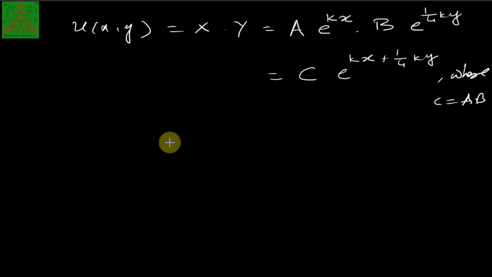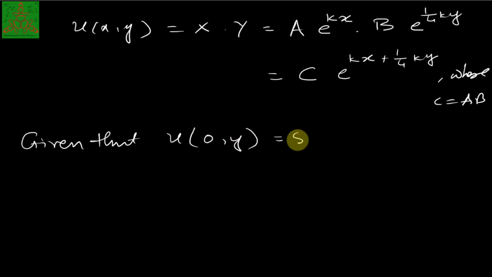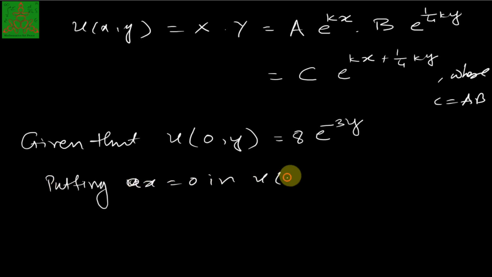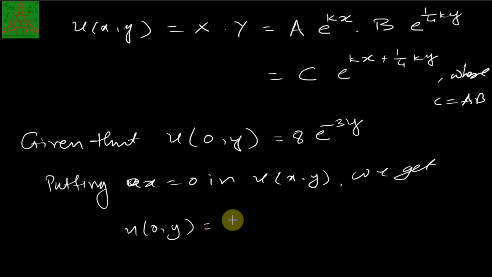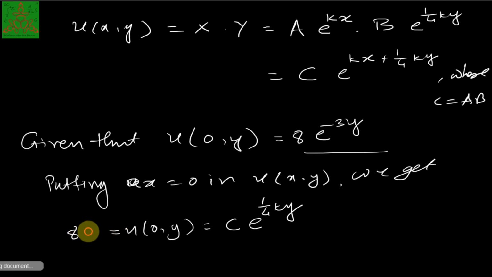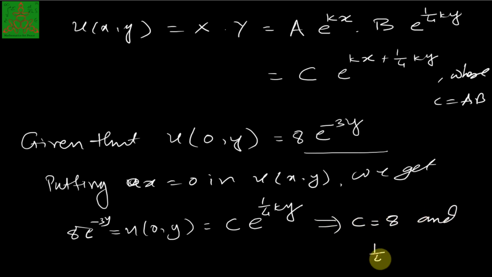Now the boundary condition as we have given: u of 0y is equal to 8 into e^(-3y). So if I substitute x is equal to 0 into this expression, putting x equal to 0 in u of xy, we get u of 0y equal to c times e^(1/4 ky), and u of 0y we have given it is 8 e^(-3y). So if I compare this one, we'll get c is equal to 8 and 1/4 k is equal to minus 3. So that's why the value of c is 8 and the value of k is equal to minus 12.